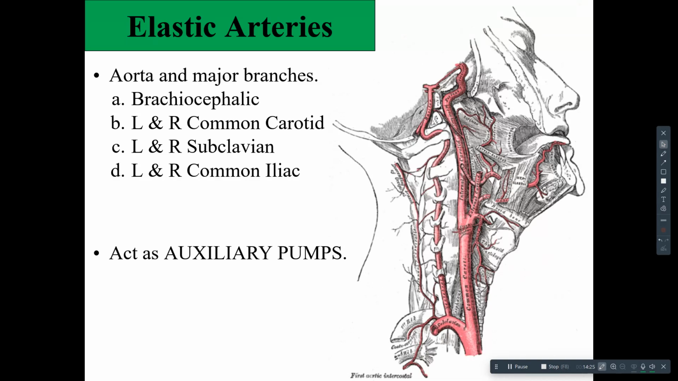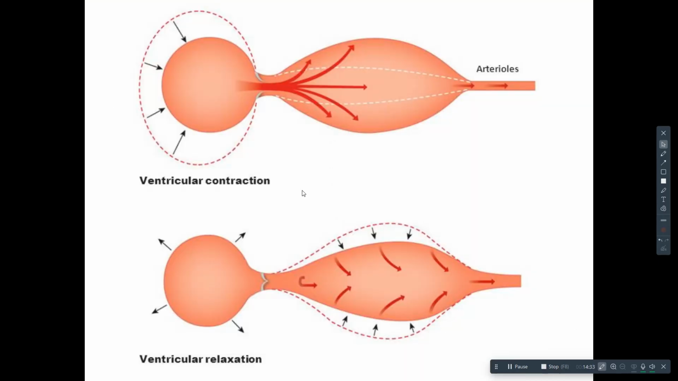And one of the things these do is they act as auxiliary, so helper pumps. Well, how do they act as pumps? Well, when the ventricle contracts and blood is ejected into those elastic arteries, the elastic arteries stretch. And then while the ventricle is relaxing, the elastic arteries are recoiling, because remember, elasticity is stretch plus recoil, and the recoil helps force blood onward. And that's moving blood, so helping to pump blood.